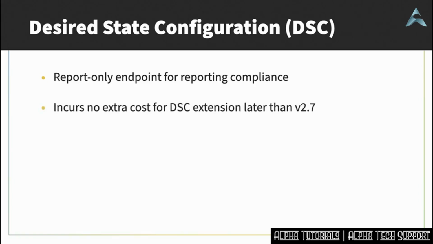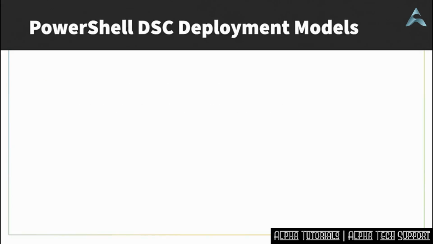One interesting point is that if the desired state configuration extension version on the Azure virtual machine is greater than 2.70, then managing Azure VMs with Azure Automation State Configuration is already included at no extra charge. So for more information on the pricing, below is a link which you can follow and see the detailed pricing information. Let's take our discussions a step further, and I will explain to you about the deployment models for PowerShell Desired State Configuration, the DSC.